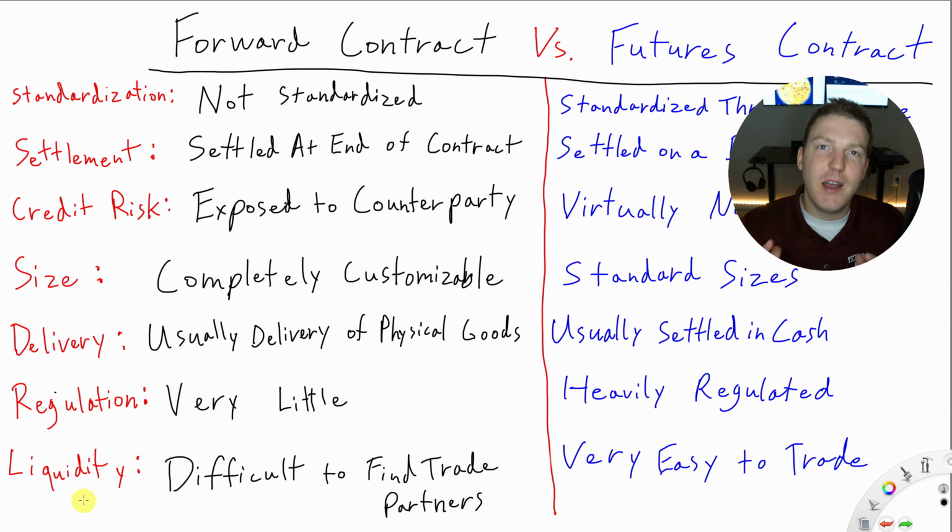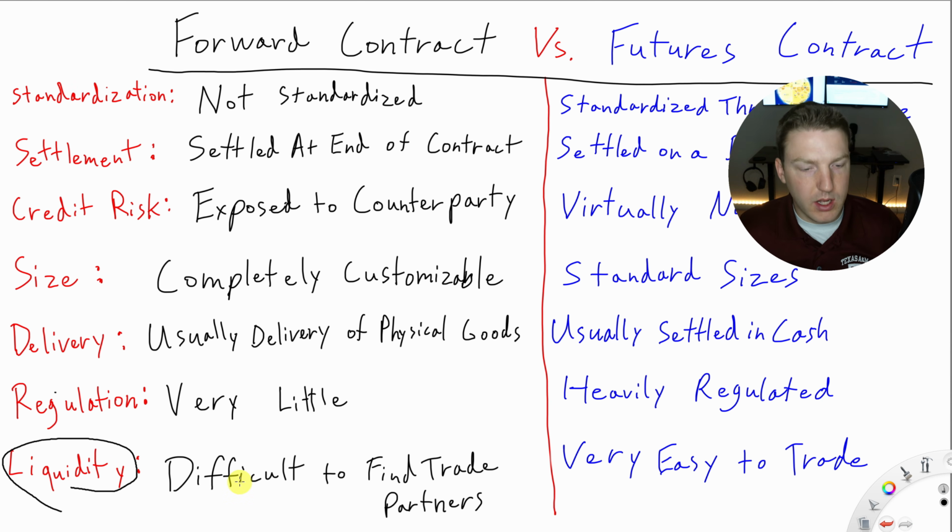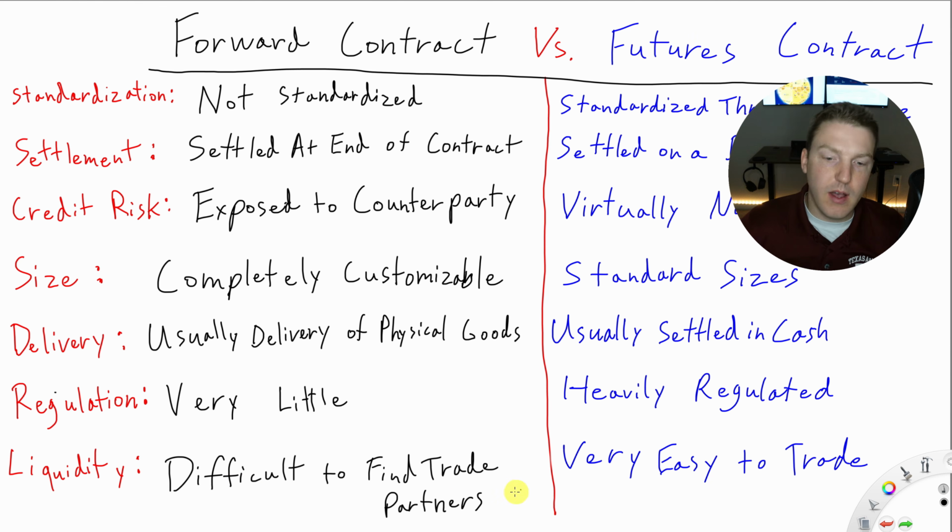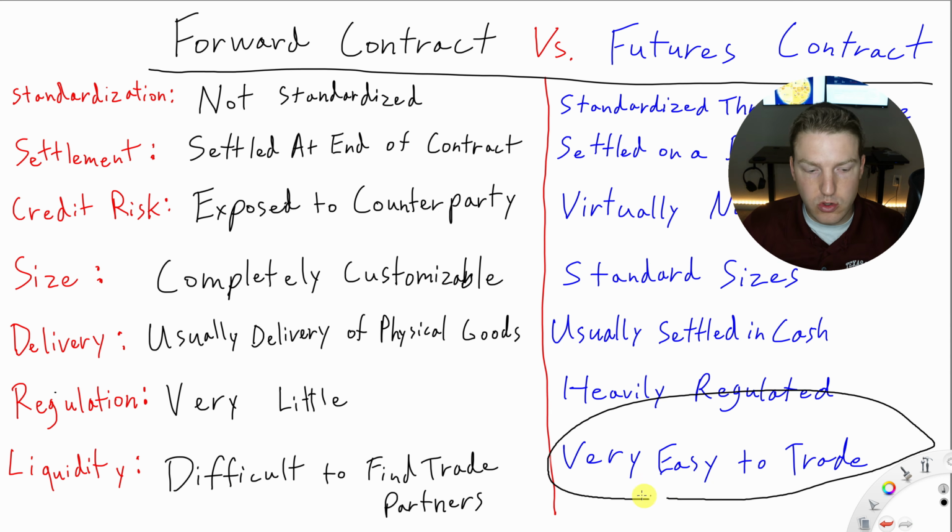The final key difference between forward contracts and futures contracts is liquidity. So with the forward contract, it's extremely difficult to find trade partners. So once you've entered into a trade futures contract, it's going to be hard to trade out of it by finding a separate third party to take your end of the deal, for example. However, with futures contracts, it's very easy to trade and find trade partners.